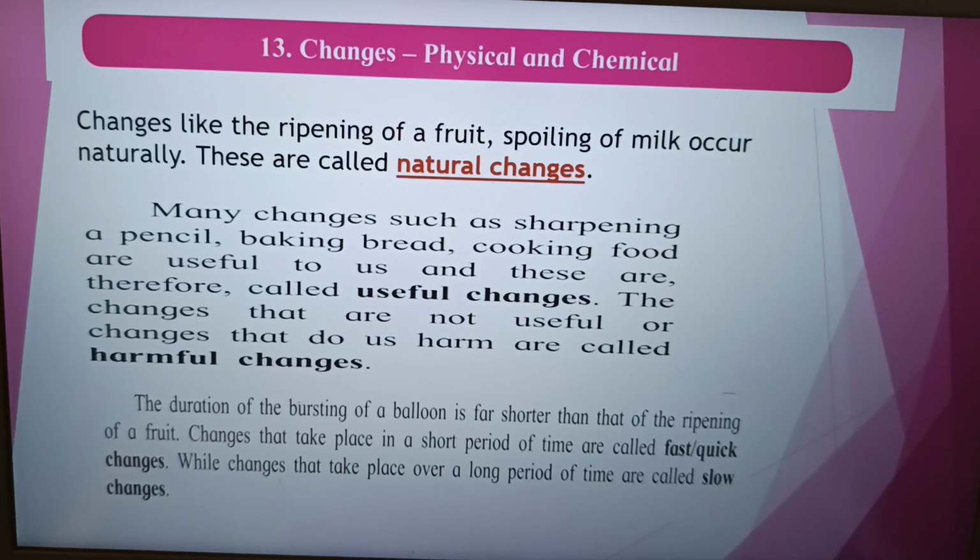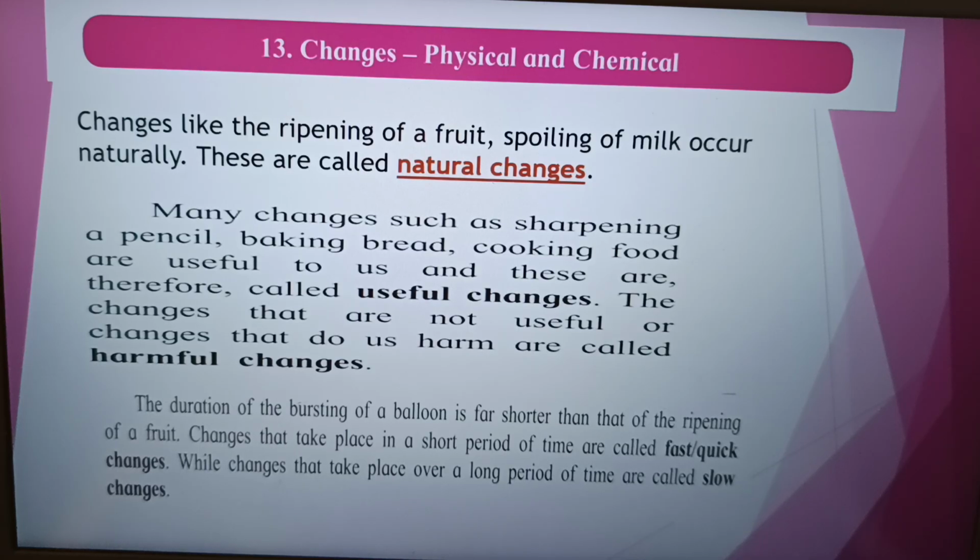This is me, teacher, and we are learning chapter 13 of science, grade 7, that is changes, physical and chemical. In the changes, there are two types of changes. One happens on its own, that is called natural change, and one change is made by us, that is called man-made change. So the natural change that is happening on its own, what are the examples of those changes?